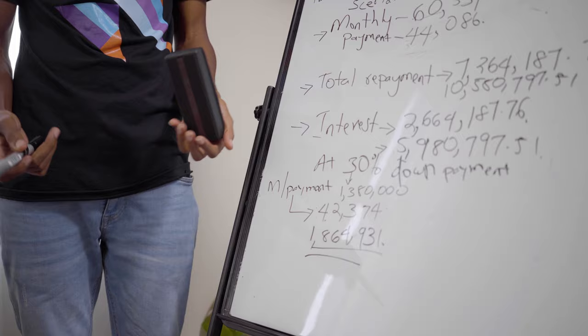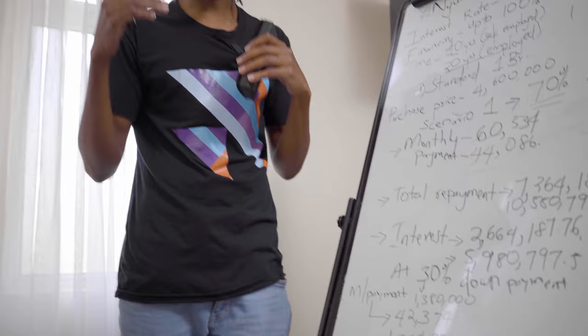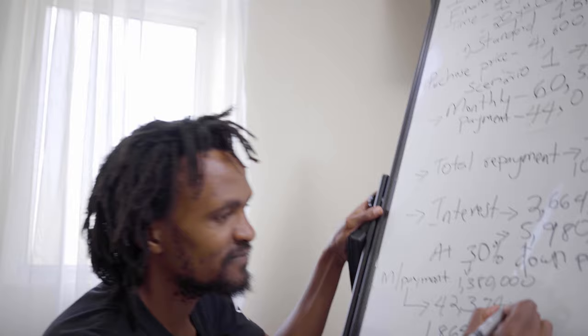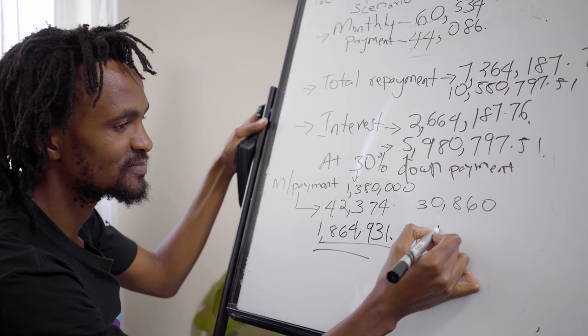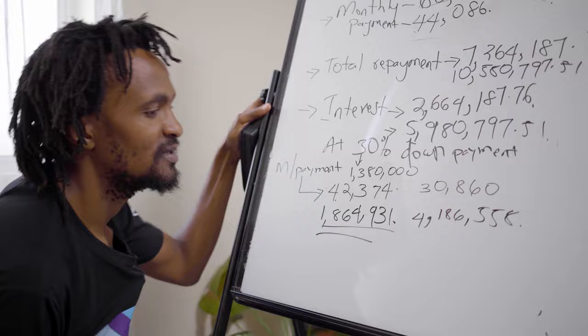So what I usually say, just take that long period to give yourself peace of mind. But at the back of your mind, you know that any amount you come across, unaongezea tu ile interest. All right. So to maliza hiyo sababu ya unga 20 years. Mtu wa 20 years, sasa they have a monthly payment of 30,860. And then total interest 4,186,558.